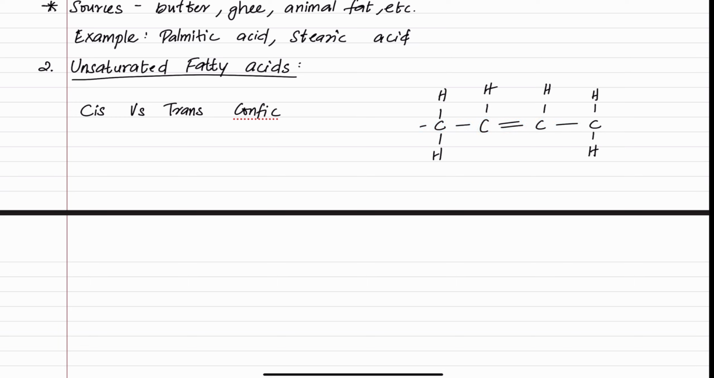This is generally considered to be good fat. It's good for the body. Whereas this is considered as trans configuration. This is generally harmful for the body. This is only applicable to unsaturated fatty acids because it needs a double bond to form this configuration. Okay, so the next classification is based on essentiality. So I'm going to write that down.